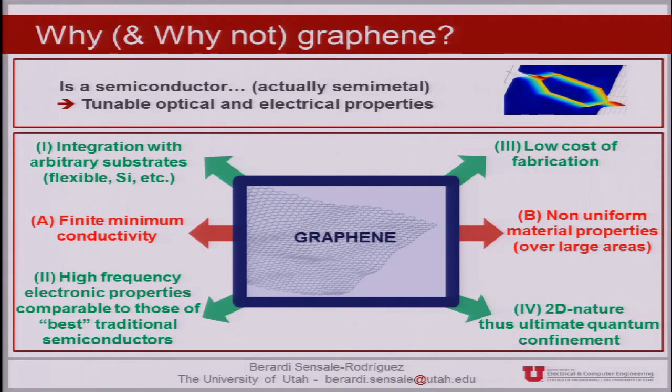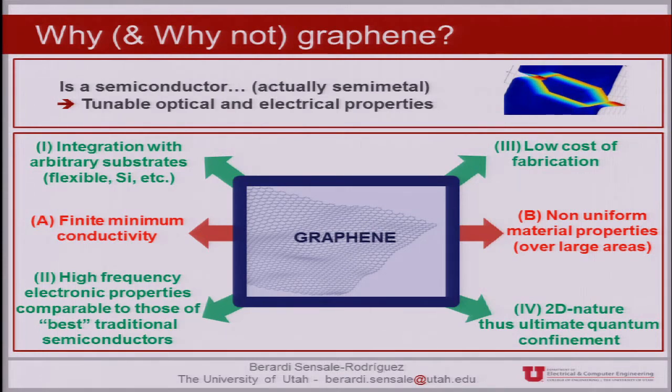This is like an example. The best mobility reported in graphene, this is graphene transferred to boron nitride, is around 100,000 centimeters square per volt second, and this is at room temperature, which is a value much higher than that in any other semiconductor. Then what we have is that this material offers low cost of fabrication, which together with these integration possibilities, I think is of interest for industry.